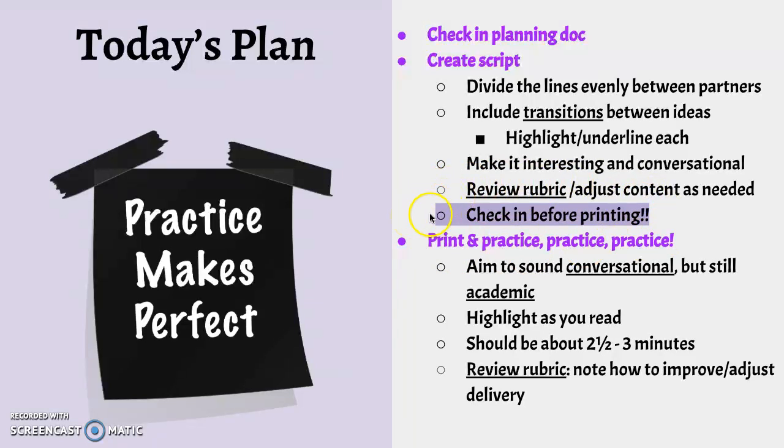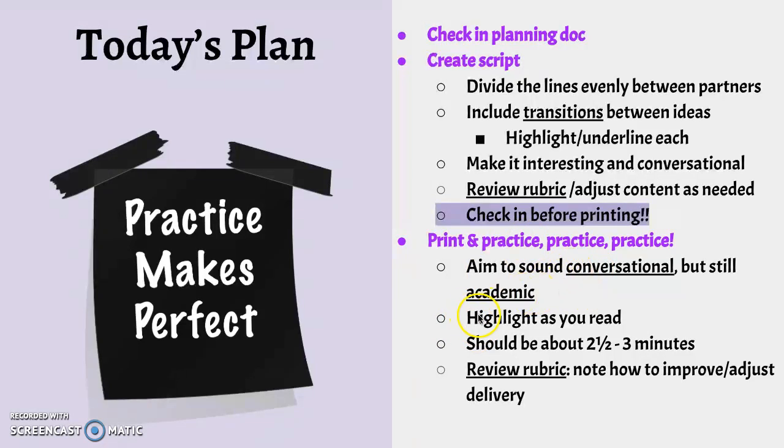So once they check in with me and I make sure they have transitions, they have some interesting side comments and ways to make it sound like a conversation written into the script, then they are allowed to print, and then they should practice. So they need to practice, practice, practice. They don't record on day 3. They're strictly practicing. So they should sound conversational, but still serious and academic.